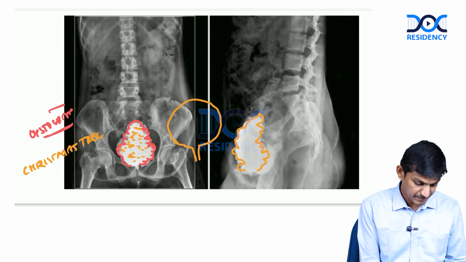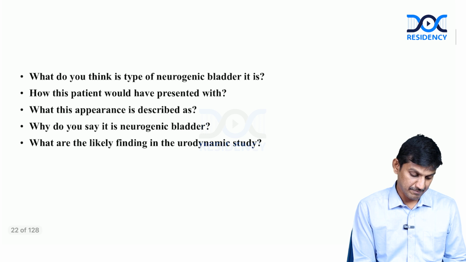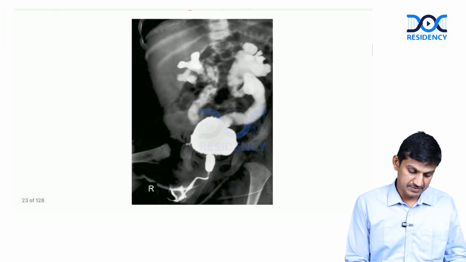Christmas tree appearance. Okay, this is typically seen in neurogenic bladder. Okay, so identify this investigation. So can you see here?